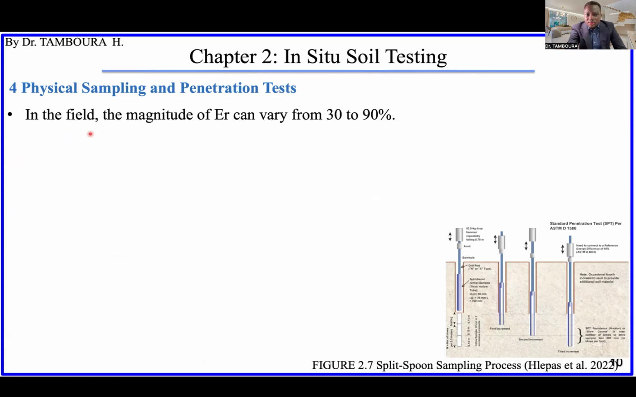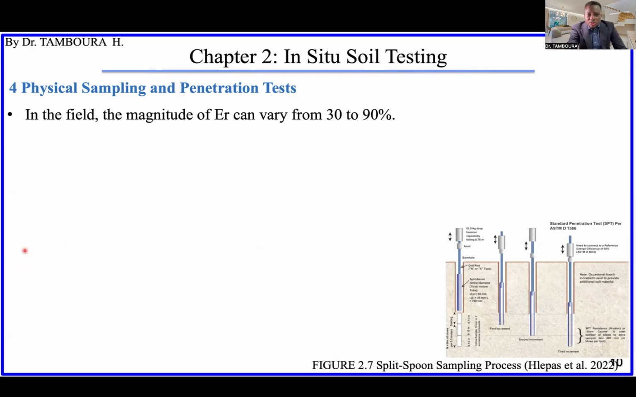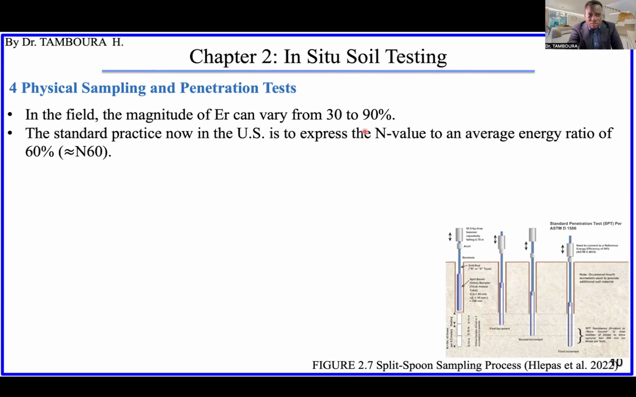In the field, the magnitude of the ER, remember this is ER, in percentage. The efficiency is ER. So in the actual field, if you do the SPT test, this ER, the efficiency, can vary from 30% to 90%. It depends on the ground.